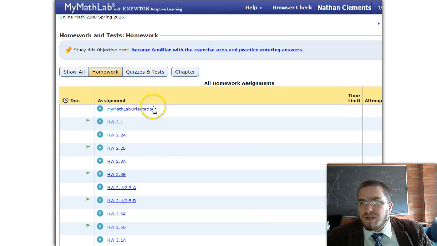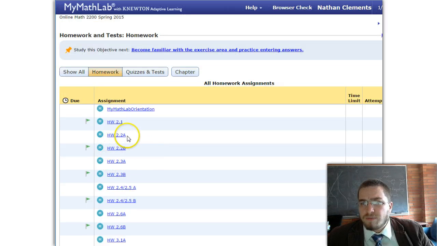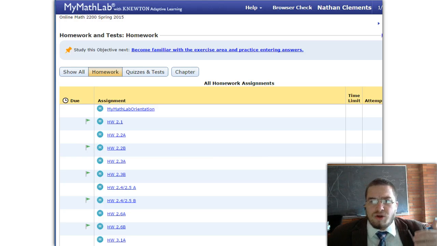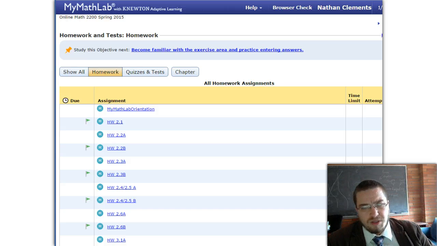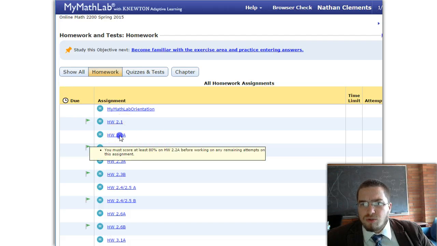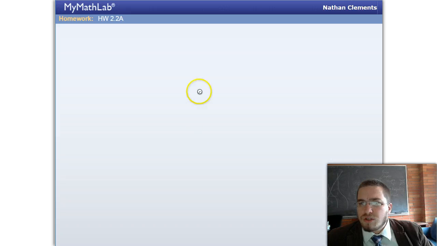So basically, this is a series of homework sets that I want you to do. You will notice that most of them, like 2.2 for example, have a Part A and a Part B. Let me go ahead and explain a little bit about the difference between these. You are required to do Part A before you can move on to Part B. Part A, let me just go ahead and show you a little bit about what happens. So when you click on it, you'll be given a series of questions. So I'll go ahead and click on one and show you what it looks like.